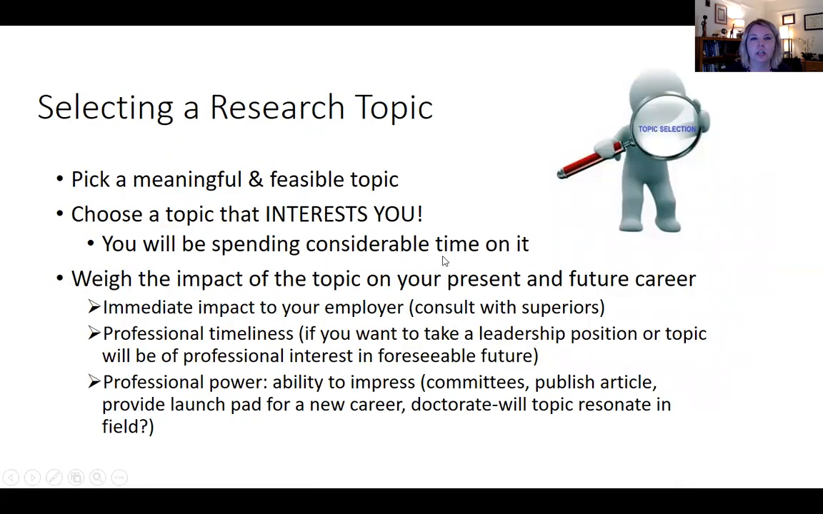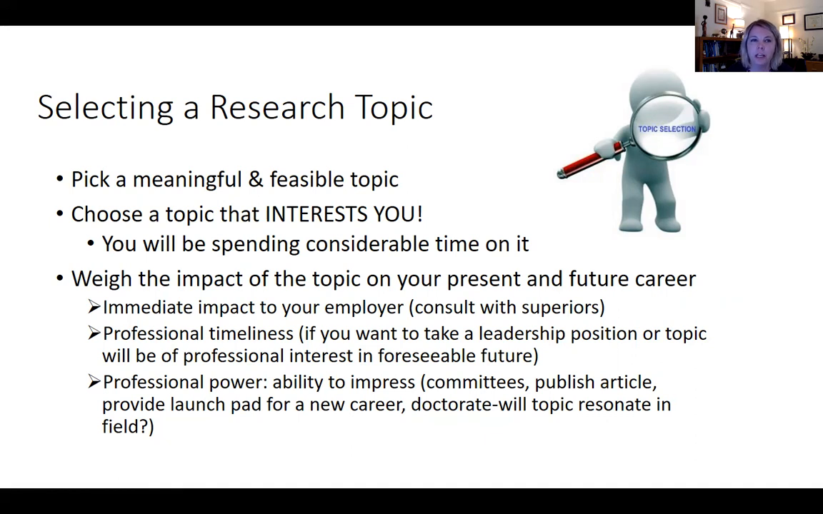So when you select your topic, definitely make it meaningful and feasible to you. So you want to make sure that it is going to be achievable and that there's enough information on the topic, but then also that there's not so much information that you're going to be overwhelmed by how much information there is on it. So you absolutely need to be interested in it. As I mentioned, you're going to be spending a lot of time on it.